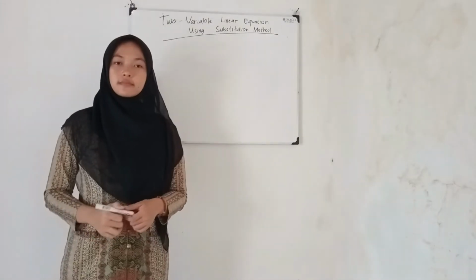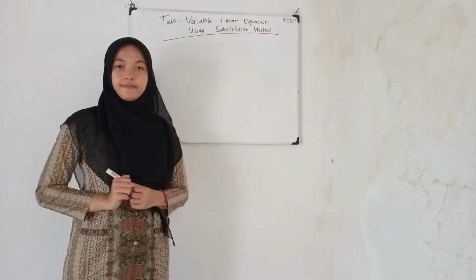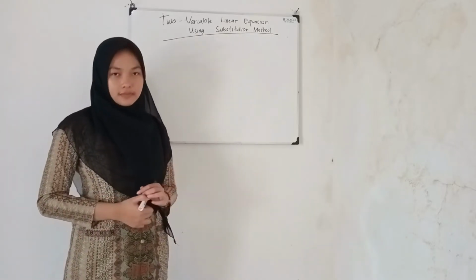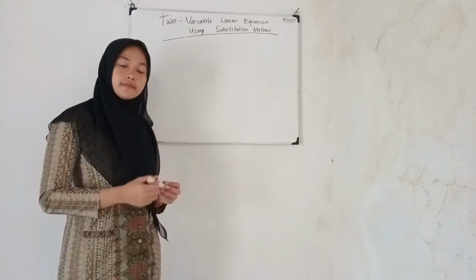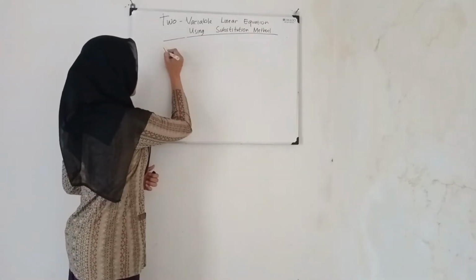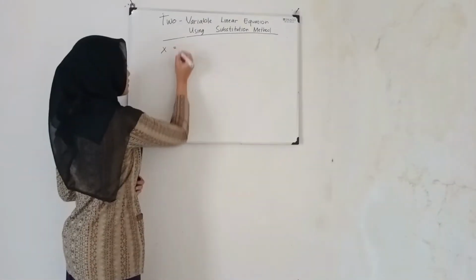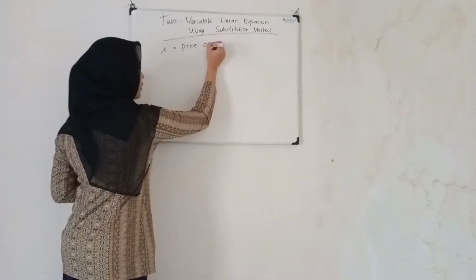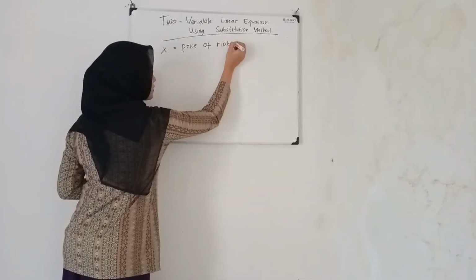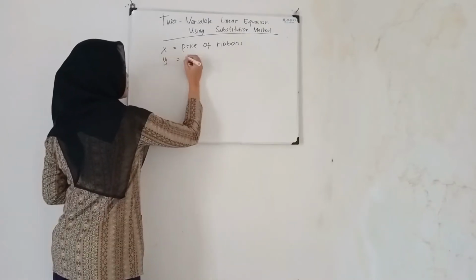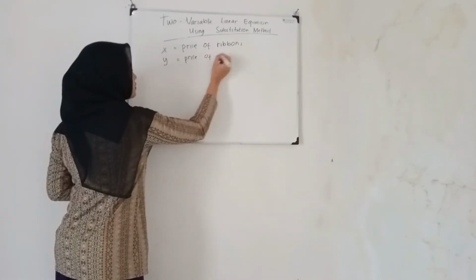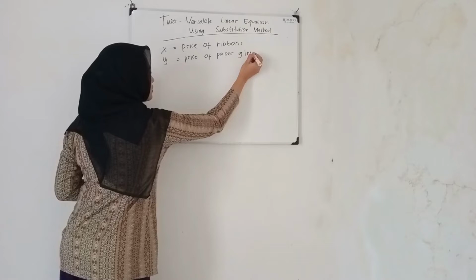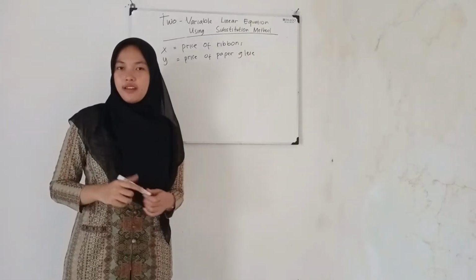Yes, Nana? Yes, ma'am. First, we have to make linear equation into variable. Okay, good. Then? So we have to make an example. Suppose x is the price of ribbons and y is the price of paper glue. Very good. x price of ribbons and y price of paper glue. Okay, very good, Nana.